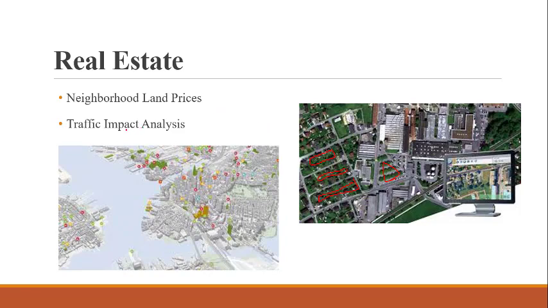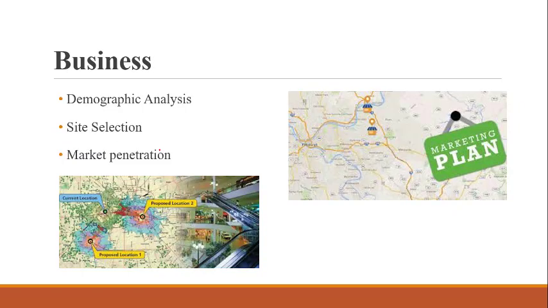It can be used for traffic impact analysis. For example, these are roads. If we consider these as our roads, then during different times there are different traffic levels, like it might be rush or it might be open roads. So GIS can be used for traffic impact analysis.